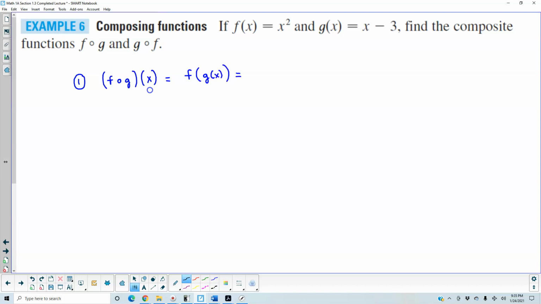Well, what does g of x equal? Well, we know that it equals x minus 3. So now this becomes f of x minus 3. And then this becomes the input for x squared. So we end up getting x minus 3 squared.